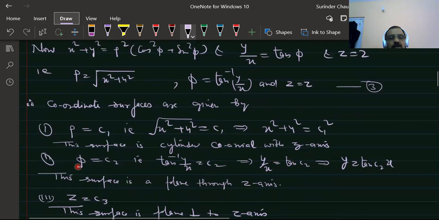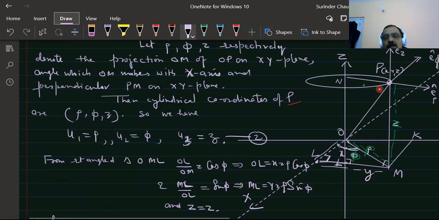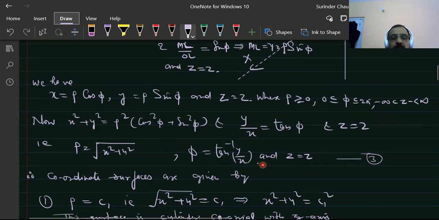Now phi is equal to c2. This phi is equal to tan inverse of y upon x equal to c2. Therefore, y upon x is equal to tan of c2, so y is equal to tan c2 times x. This surface is a plane through the z axis. This is the plane OMPN, and it will rotate the point through the whole space.